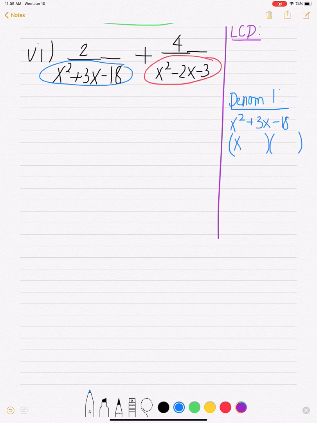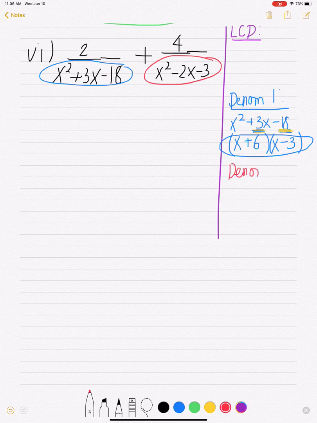put an x here and an x here, and then find two numbers that multiply to give negative 18 and add to give 3. So what would do that? How about positive 6 and negative 3, right? Positive 6 times negative 3 is negative 18, and positive 6 plus negative 3 is positive 3. So there are two primes, x plus 6 and x minus 3, or our two factors, we can say, that make up that polynomial. Now let's go into the second denominator.